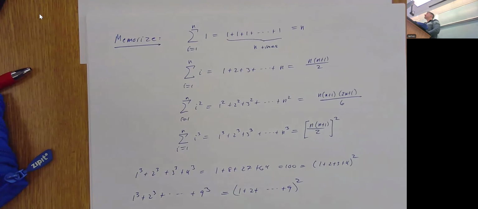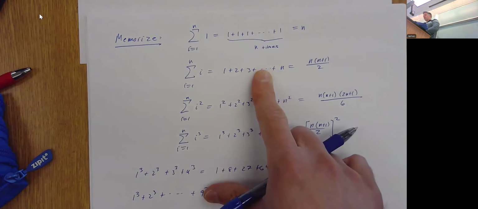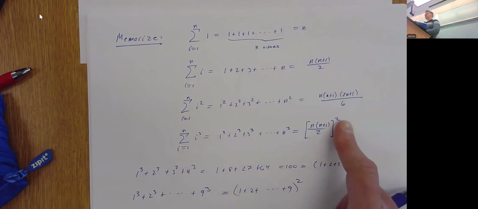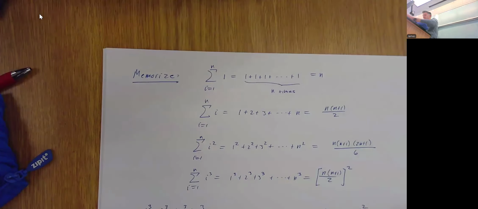Anyway, it makes it easy to memorize this last formula, because this last formula is just the formula for the sum of the first n numbers, quantity squared. Which I think is neat. Anyway, you don't have to think it's neat, but I think it's really neat.